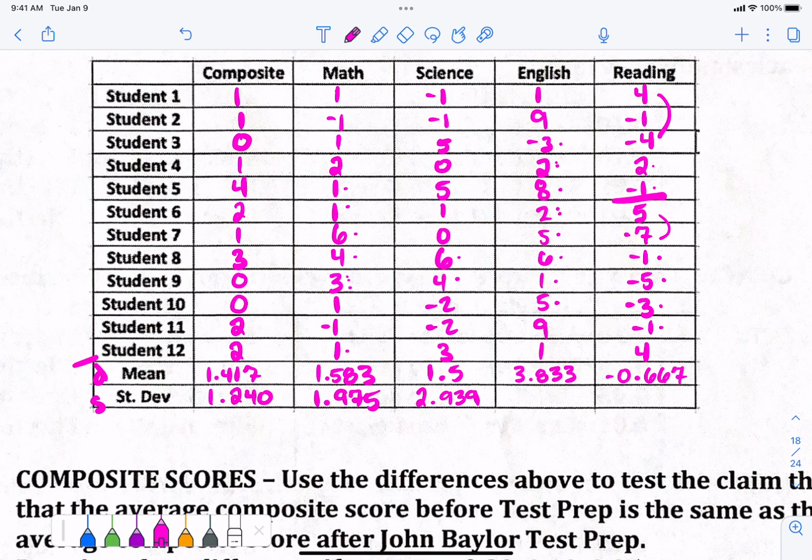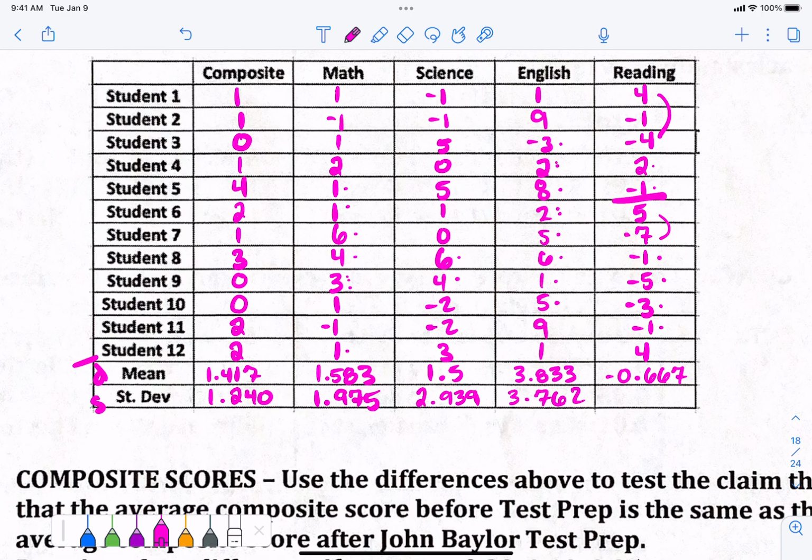All right, 1, 9, -3, 2, 8, 2, 5, 6, 1, 5, 9, 1. All right, average is right, 3.762 for a standard deviation. Last one.